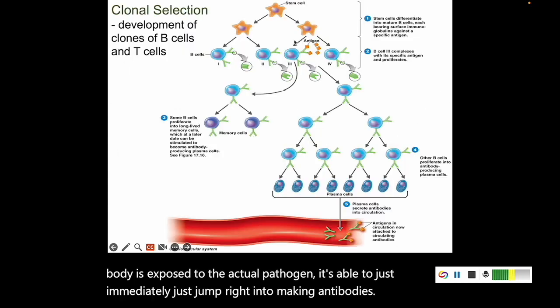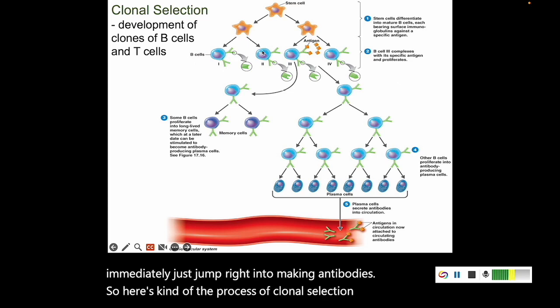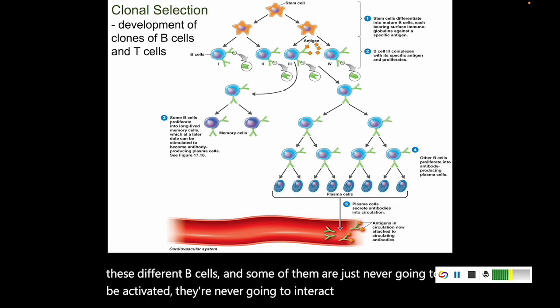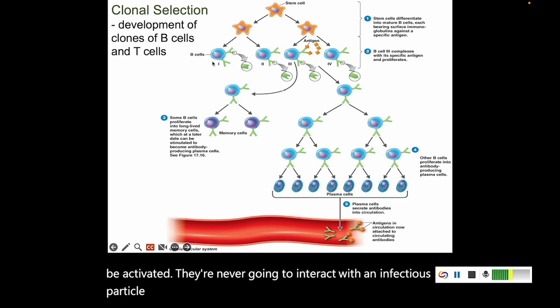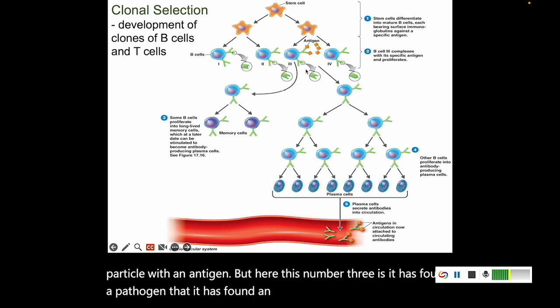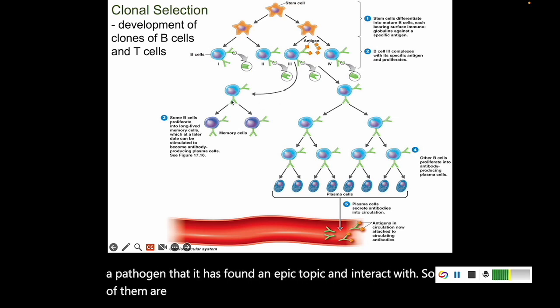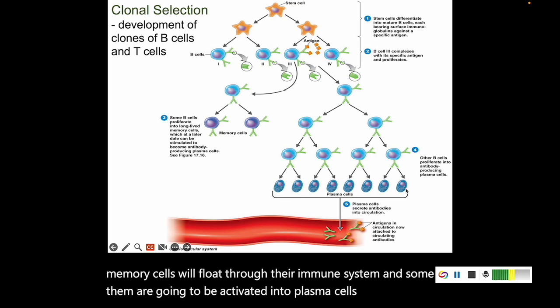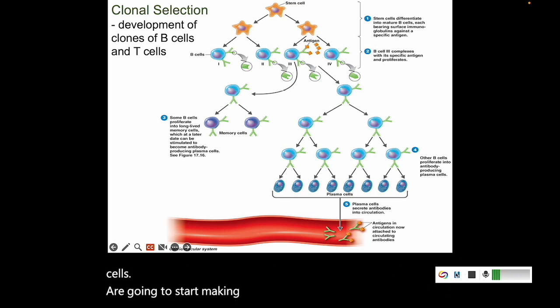So here's kind of the process of clonal selection. You're making all these different B cells, and some of them are just never going to be activated. They're never going to interact with an infectious particle, with an antigen. But here, this number 3 has found a pathogen, has found an epitope it can interact with. Some of them are going to be made into memory cells, and these memory cells will float through your immune system. And some of them are going to be activated into plasma cells. Those plasma cells are going to start making antibodies.